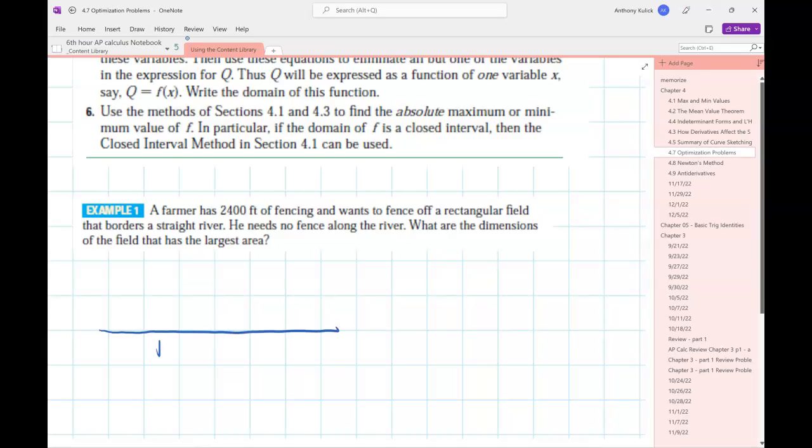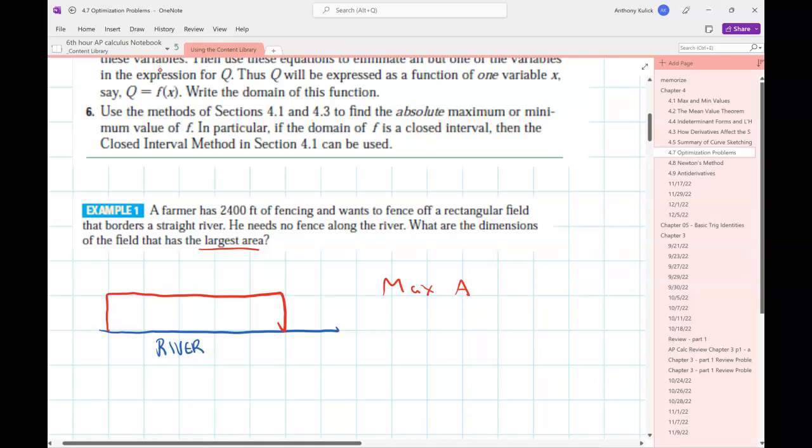So draw a little picture here. So here's my river. And then we'll draw our rectangular fence. Everybody feels good about that? Okay. What quantity is being maximized or minimized? Area. Area of the field. Great. And are we maximizing or minimizing? Yeah. So we're going to maximize the area.